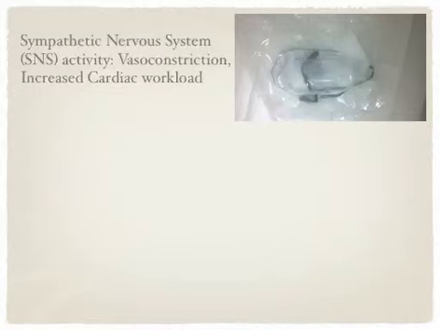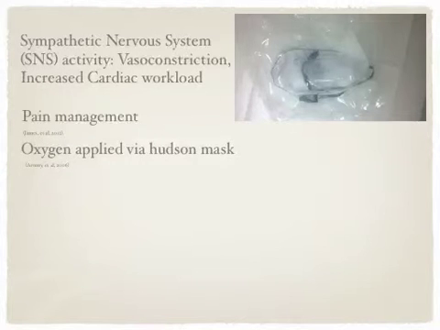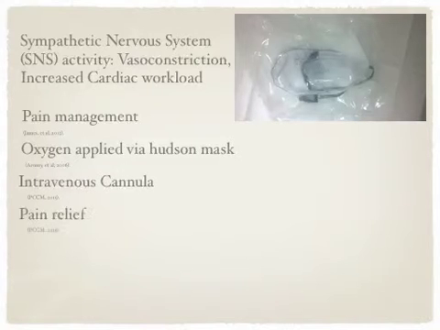Easing sympathetic nervous system activity by making the patient feel more calm and safe while conducting emergency care, and additionally treating his 9 out of 10 acute pain, may reduce the vasoconstriction and increased cardiac workload associated with sympathetic nervous system activity. Oxygen is applied via Hudson mask at 5 liters per minute. He is fitted with an intravenous cannula and administered pain relief, such as morphine.